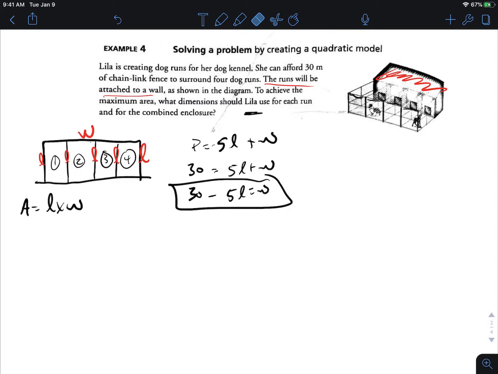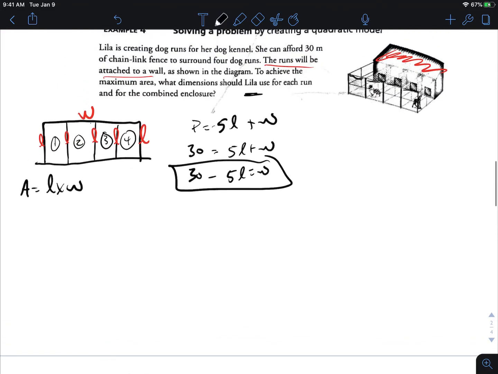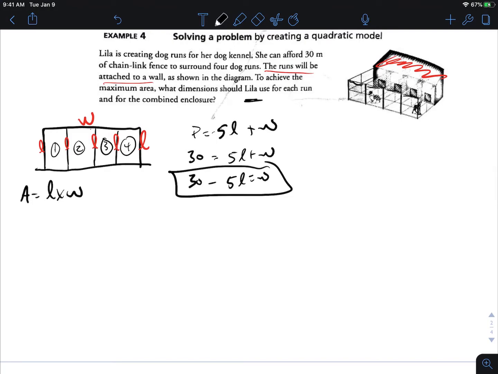So then I can set this up. I might not solve this one. I want to get you guys to do the quiz, but I'll set it up for you so that you can try it. So I'm going to say A is equal to length, and we found what the width was, so let's plug it in: times 30 minus 5L. That came from here, where the width just got substituted in. Then I do the math on it.